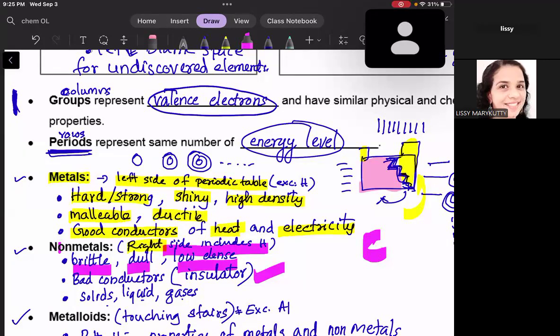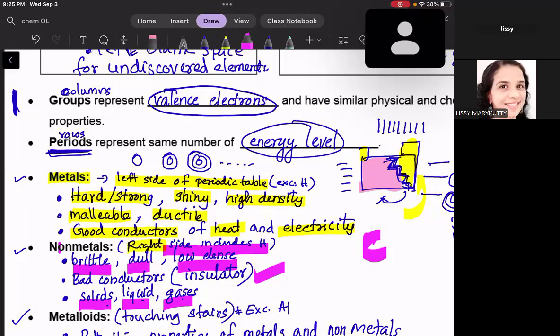Also, when you look at the periodic table, you can see there are solids, there are liquids and gases. Okay, everything in red are gases. Everything in blue is liquid. There is only one liquid, which is bromine. And all black color are solids.